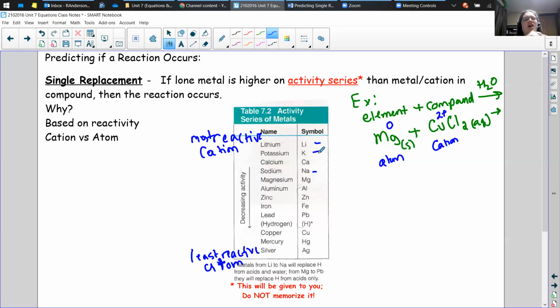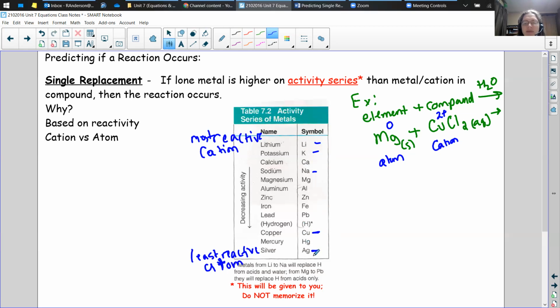They have 1 valence electron. They very readily want to lose that valence electron to become a cation. And so it's not a surprise that they're up here near the top on the activity series, and they are going to have a stronger ability to form compounds than ones here at the bottom. If you actually look down here at the bottom, you see metals like silver and copper.